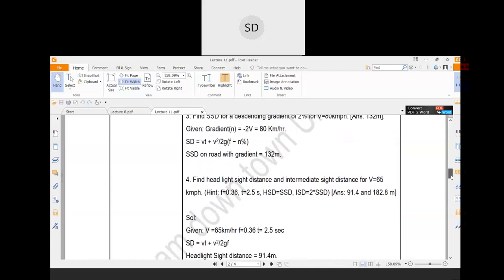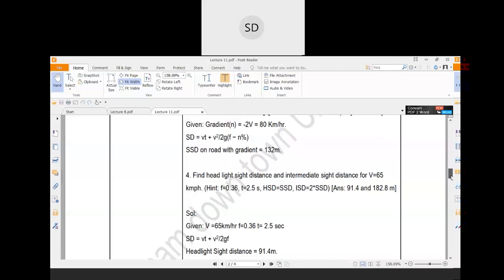Okay, now another type of sight distance is there, called headlight sight distance and intermediate sight distance. Basically, headlight sight distance is required for visibility during the night, and it is equal to the stopping sight distance. There is another term called intermediate sight distance. Intermediate sight distance is provided where overtaking sight distance cannot be provided. So intermediate sight distance would be 2 into stopping sight distance.